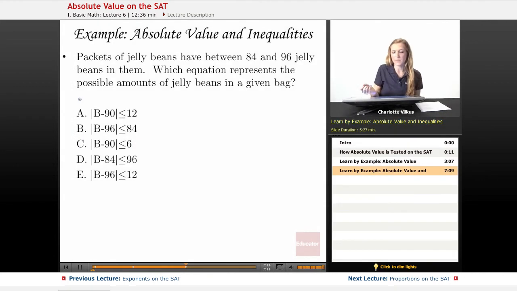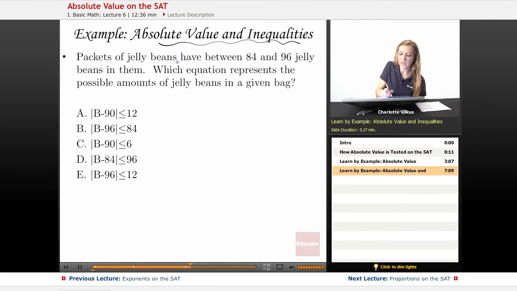Next problem, we're going to look at something a little bit different, and that is absolute value and inequalities when they're put together. This sort of problem is a very particular type of problem that comes up on the SAT, so I wanted to make sure that we definitely cover it. I think this will be really helpful if you have a problem like this come up, to just be able to solve it very systematically.